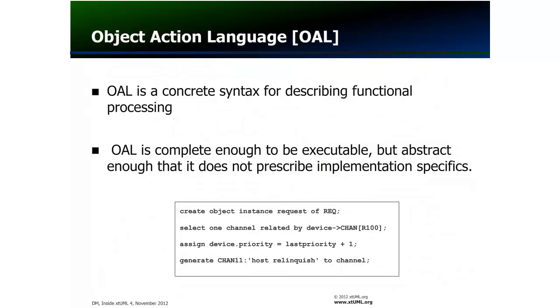OAL is the syntax that xtUML uses to interact with other elements of the model, to create instances of classes, to assign values to variables, to generate events to state machines, and more. By design, OAL is meant to be a natural syntax intended to aid in comprehension, and while in many areas there are analogs to conventional programming languages, OAL is intended to remain abstract and to not prescribe implementation specifics.